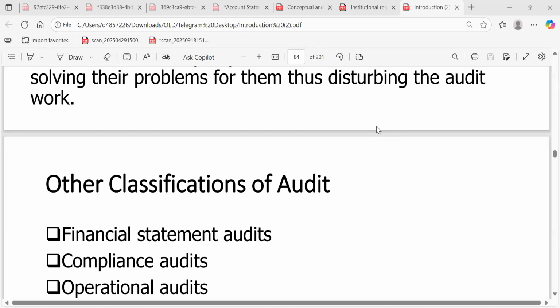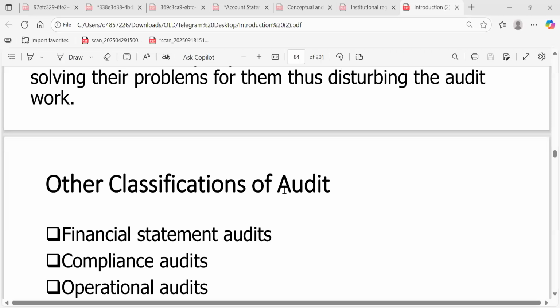So today we'll be looking at the other classification of auditing, and then we'll be looking at inherent limitation of auditing. And then if time permits, we'll start with our very first auditing standard, ISA 200. So by 8:30, 8:45, we are done.